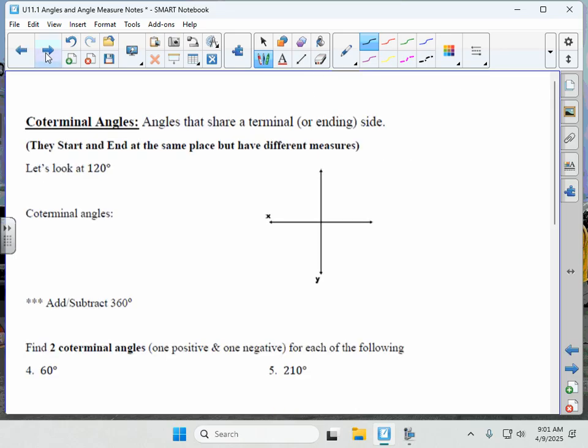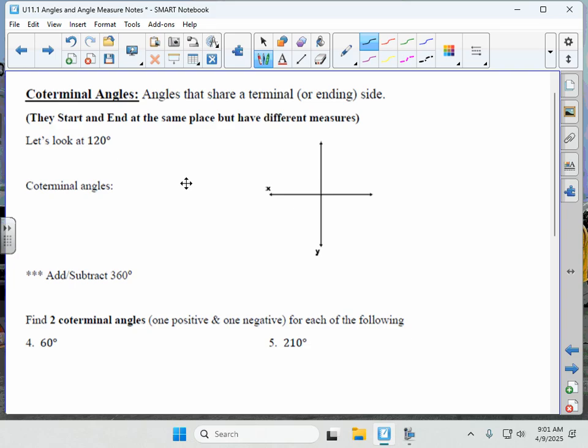All right, coterminal angles. Angles that share the same ending side, or the terminal side. So they start at the same place, and their ending side will be the same, but the angle is going to be different. You'll see it when we talk about this. Let's say I want to graph a 120 degree angle. That's where it starts, and then 120, again, it's more than 90. So 120 is about right there. And again, we're going in the counterclockwise direction, positive 120.